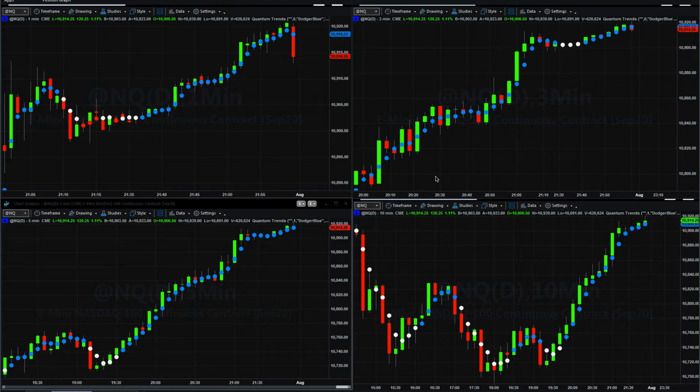So you've got the color change, you have the red and the blue, and when it's in congestion it changes to either a white or a gray, and of course you can change these yourselves in the user inputs.